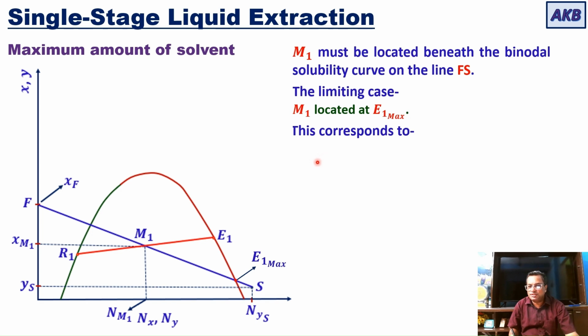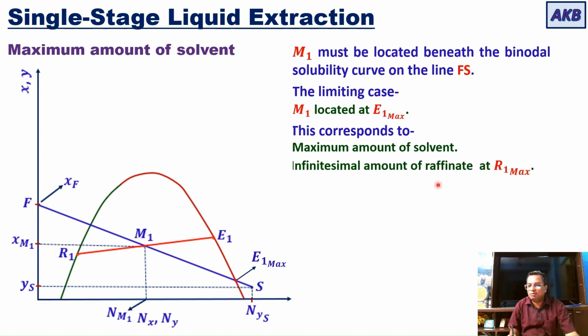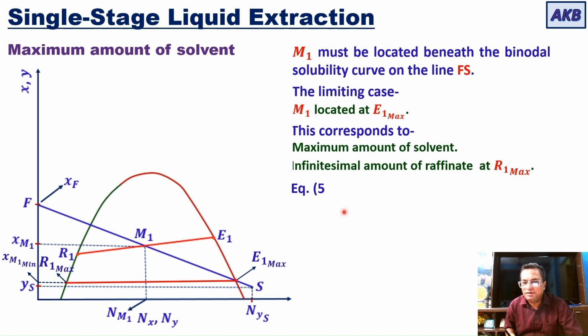So this corresponds to the maximum amount of solvent that you can use, and it also corresponds to an infinitesimal amount of raffinate that is formed at a point R1 max. And where is R1 max? R1 max is over here. The coordinate of R1 max will give me a value, and I'm calling that value x1 minimum. So we will be using x1 minimum to get the maximum amount of solvent that can be used.